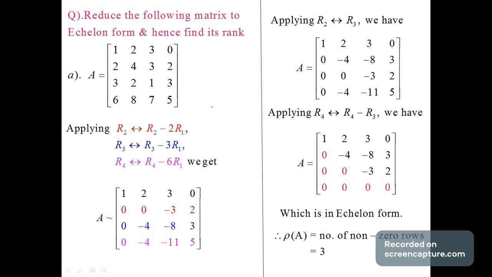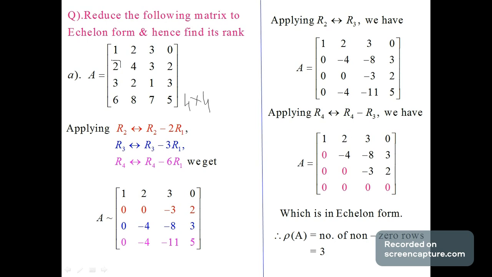Next, reduce the following matrix into echelon form and hence find its rank. A equal to 1, 2, 3, 0; 2, 4, 3, 2; 3, 2, 1, 3; 6, 8, 7, 4. This is the 4 by 4 matrix, so rank is less than or equal to 4. That will be verified by solving this problem.